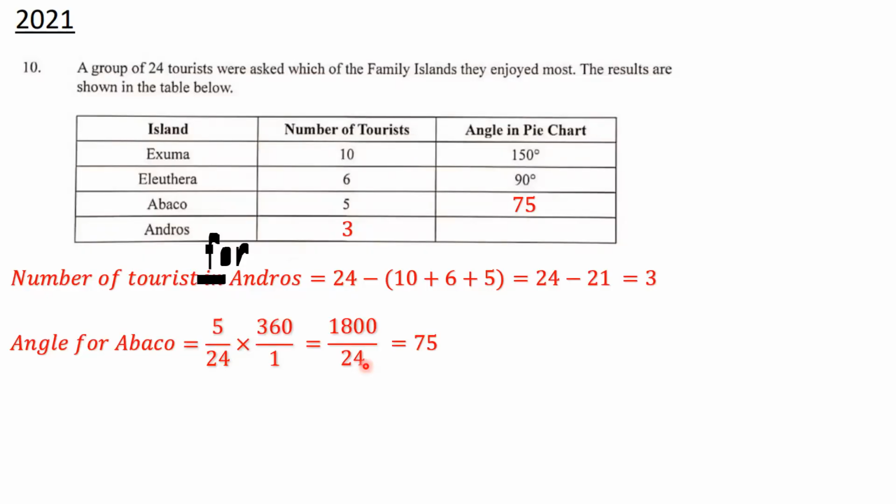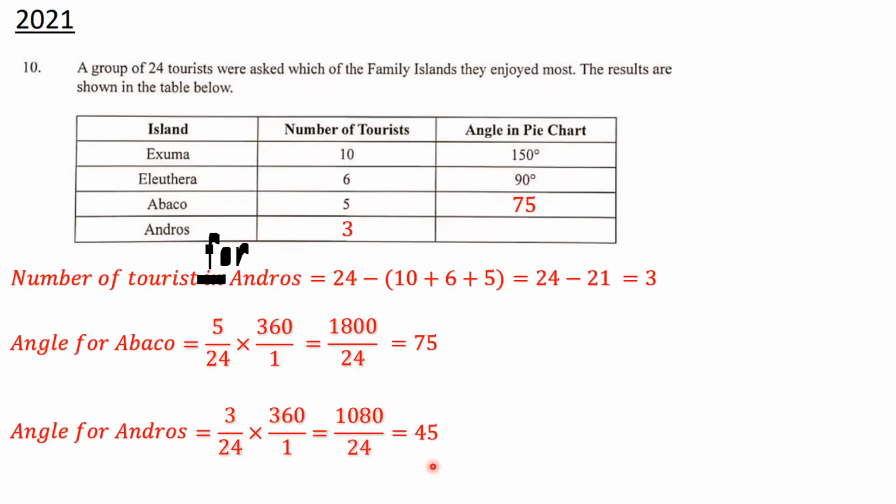Let's move on to the angle for Andros. In order for us to calculate that, we have to say 3 out of 24, because 3 persons enjoyed Andros the most. So 3 out of 24 multiplied by 360 over 1. 3 times 360 is 1080. Then 24 times 1 is 24. We say 1080 divided by 24, which gives us 45. And so the angle for Andros is definitely going to be 45 degrees.